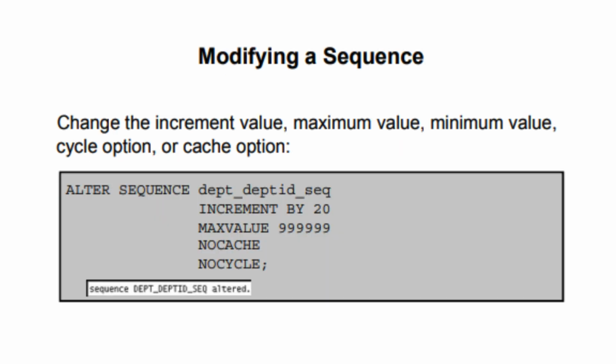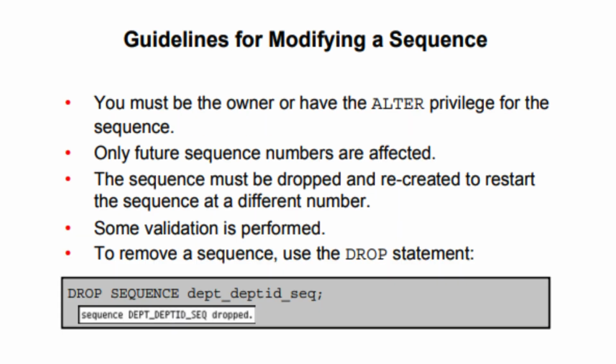If you reach the MAXVALUE limit for your sequence, no additional values from the sequence are allocated and you will receive an error indicating that the sequence exceeds the MAXVALUE. To continue to use the sequence, you can modify it by using the ALTER SEQUENCE statement. You must be the owner or have the ALTER privilege for the sequence to modify it. You must be the owner or have the DROP ANY SEQUENCE privilege to remove it.